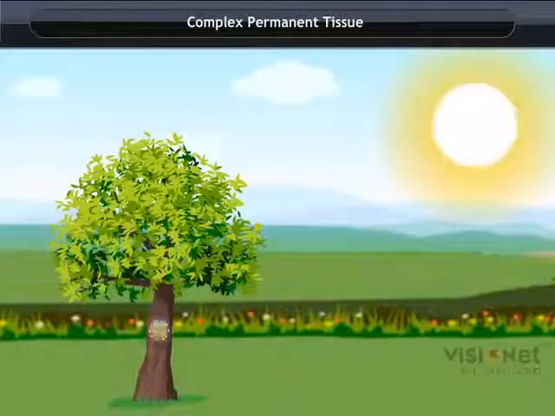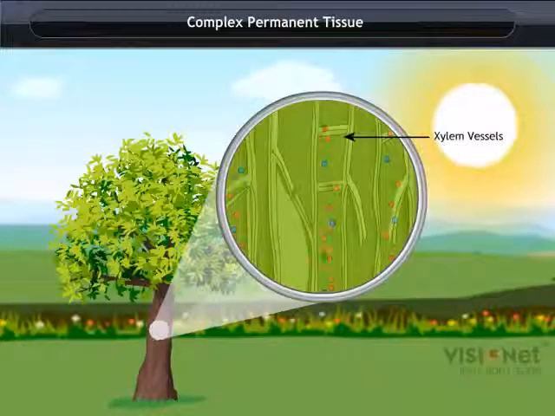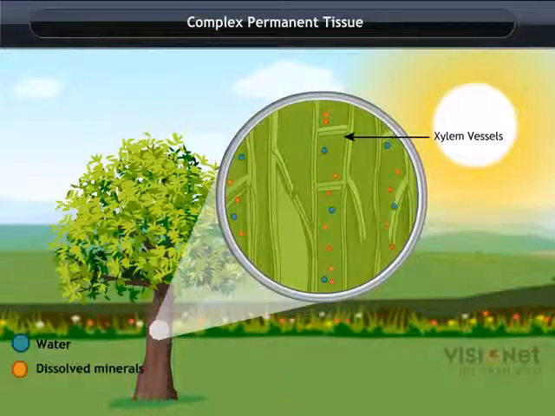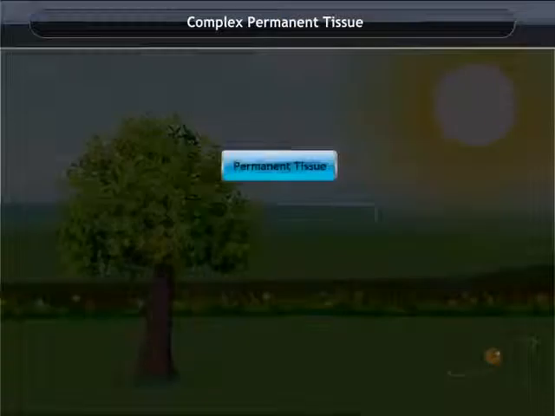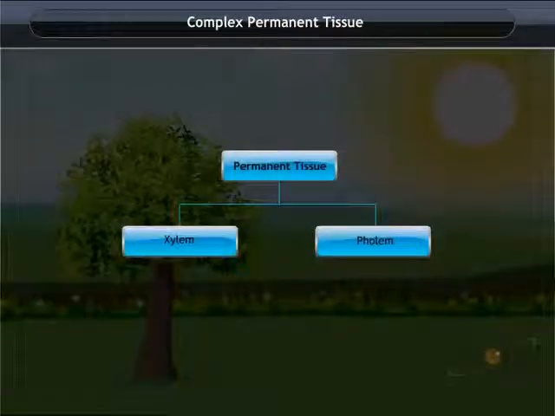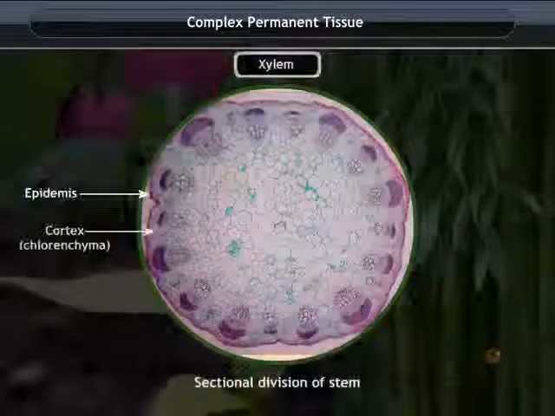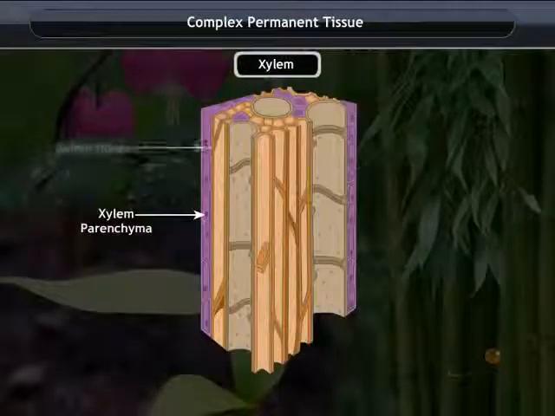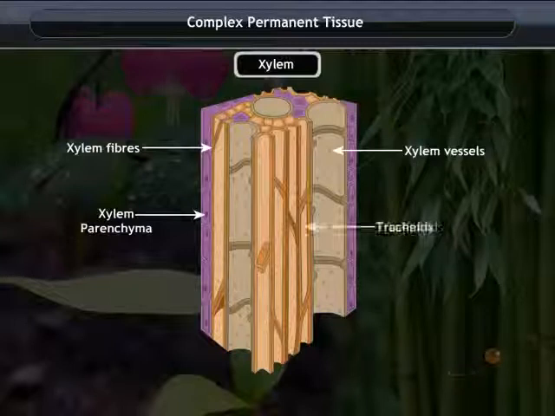These conducting tissues are responsible for the conduction of various substances in the plant, including water and dissolved minerals. Let us discuss more about xylem and phloem. Xylem. Xylem consists of xylem parenchyma, xylem fibers, vessels and tracheids.